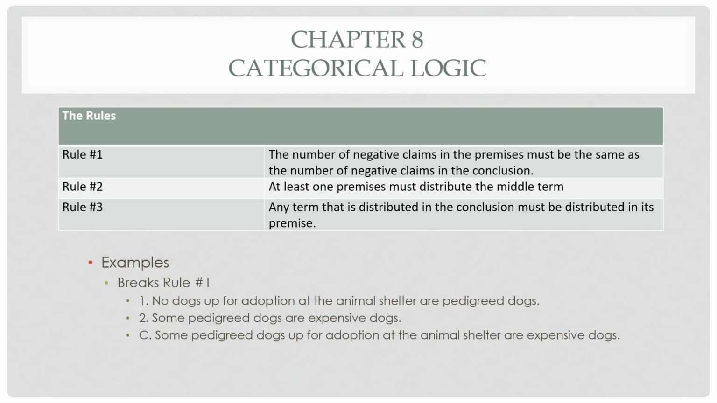Now, for some examples. So the first example is this. Premise 1, no dogs up for adoption at the animal shelter are pedigreed dogs. Premise 2, some pedigreed dogs are expensive dogs. And conclusion, some pedigreed dogs up for adoption at the animal shelter are expensive dogs. And this breaks rule number 1 because it has one negative premise, the first one, the no claim, but it has zero negative conclusion. So it ends up being invalid by the first rule.